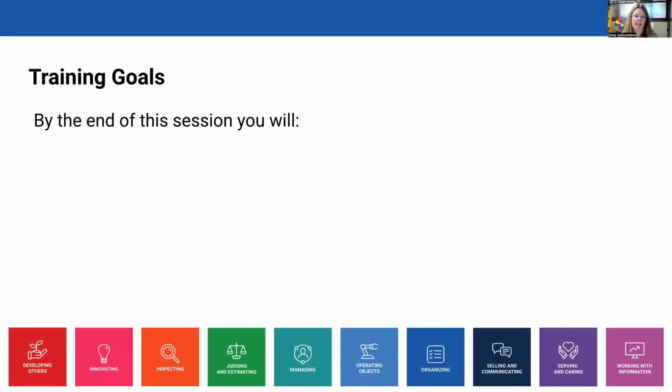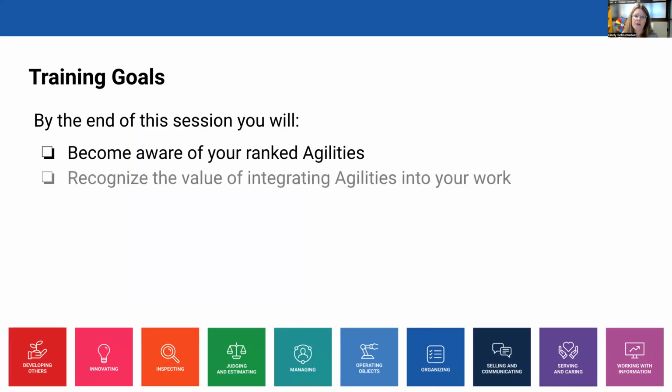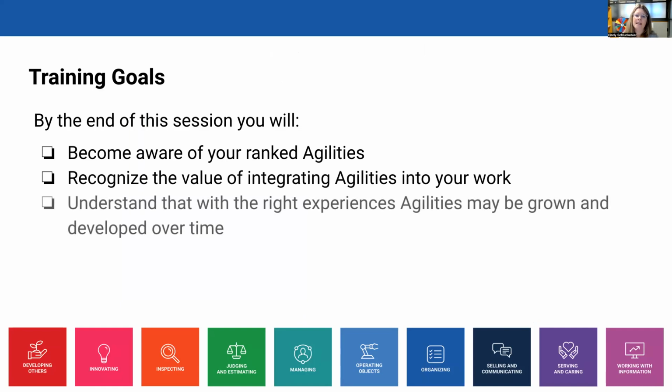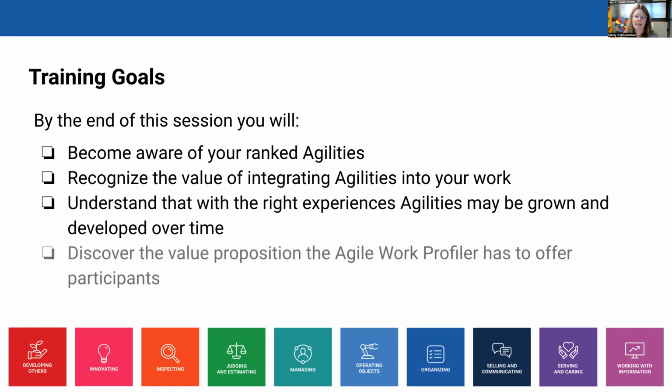The training goals for today: by the end of the session, you will become aware of your ranked agilities by taking the Agile Work Profiler. You're going to recognize the value of integrating agilities into your work. You're going to understand that with the right experiences, agilities may be grown and developed over time. And finally, you're going to discover the value proposition of the Agile Work Profiler that it has to offer to participants that you serve.